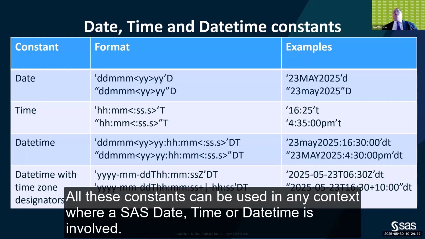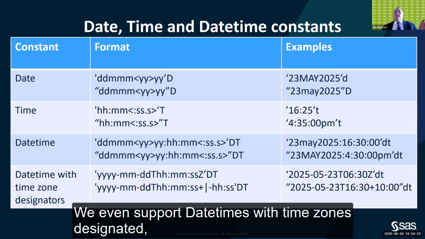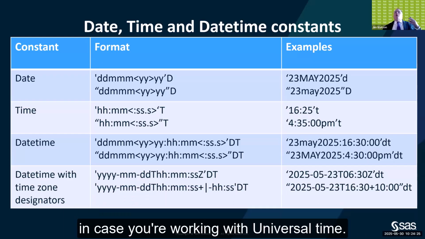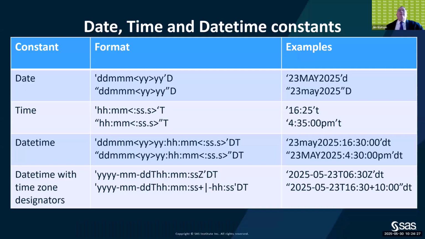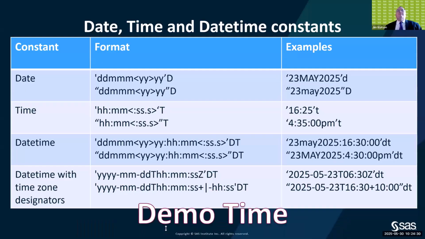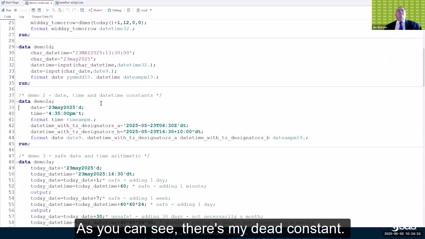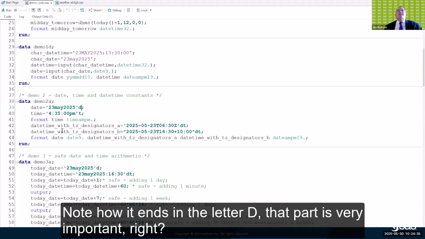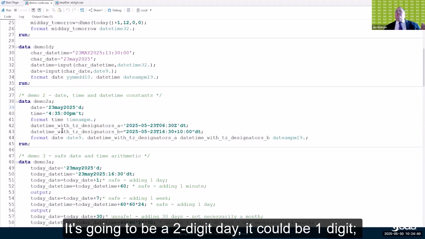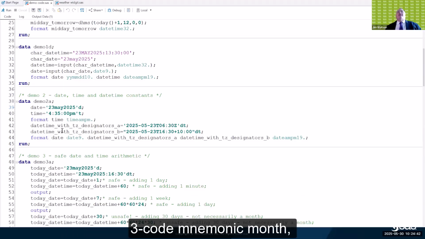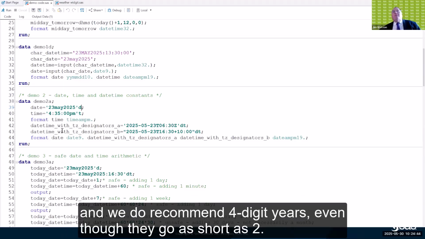All these constants can be used in any context where a SAS date, time, or datetime is involved. We even support datetimes with time zone designated in case you're working with universal time. Let's have a quick look at this. As you can see, there's my date constant. Note how it ends in the letter D. That part's very important. It's got to be a 2-digit date, it could be 1 digit, a 3-character mnemonic month, and we do recommend 4-digit years, even though they go as short as 2.